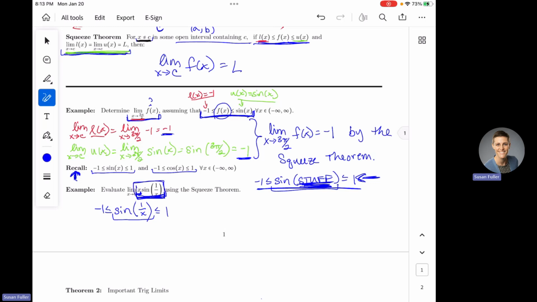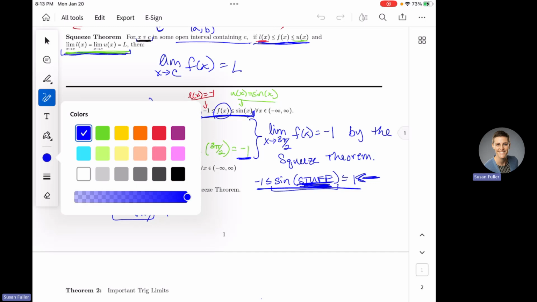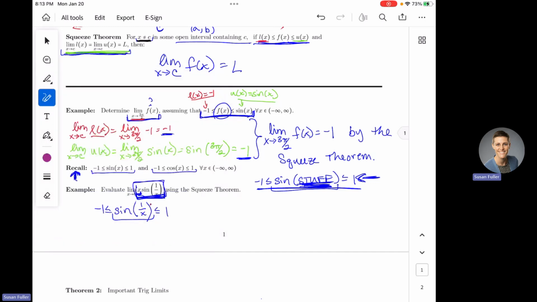So to make the sine of 1 over x match what I was given here, what do I need to add, subtract, multiply, or divide by? I need to multiply it by an x, right? That's how I'm going to get x times the sine of the stuff. So what I'm going to do is multiply by x. But the thing is, I need to multiply by x inside here.